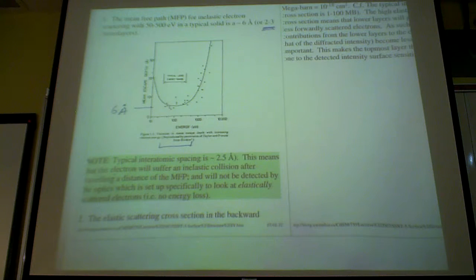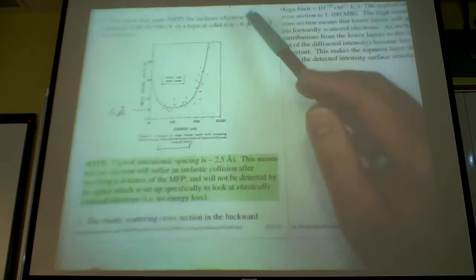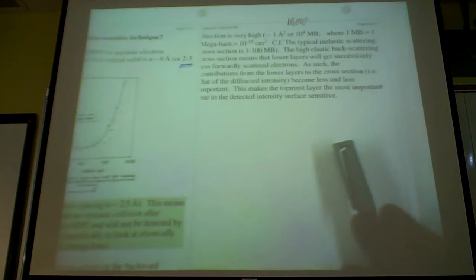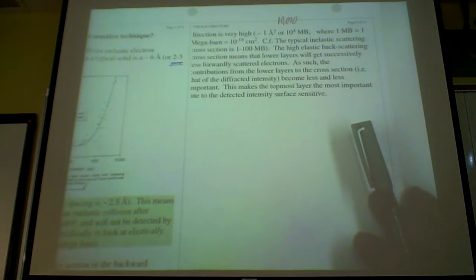So if you're looking at elastic scattering, meaning that you don't want changes in the kinetic energy of the scattered beam in the backward direction, then it has to come from this 6 angstrom from your selvedge region, right? Because the other ones will suffer inelastic collision, and then you don't have the same energy as you put in anymore. Okay, and you only see elastic scattered electrons.